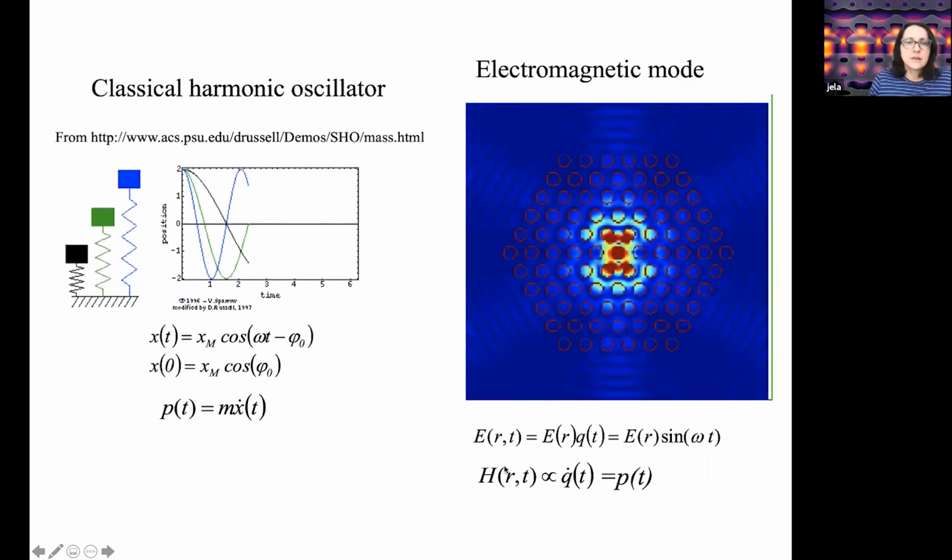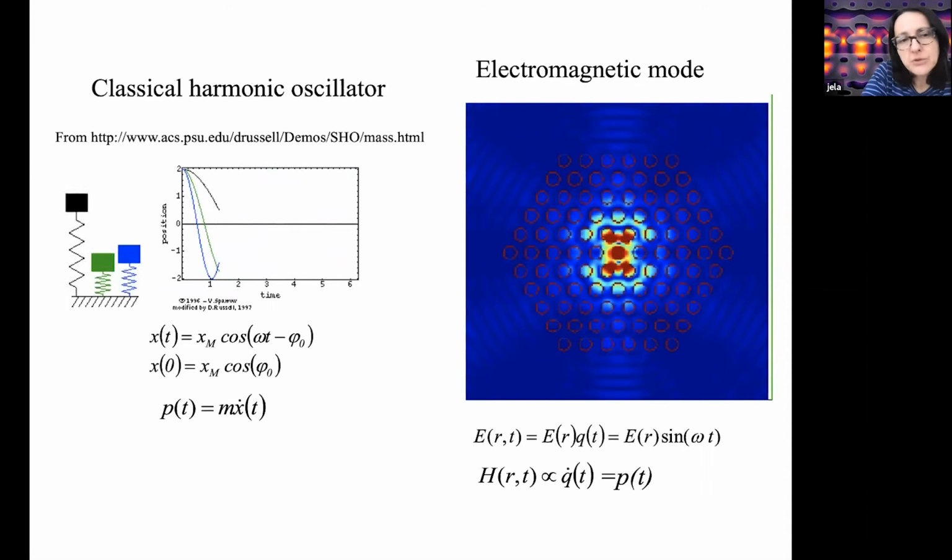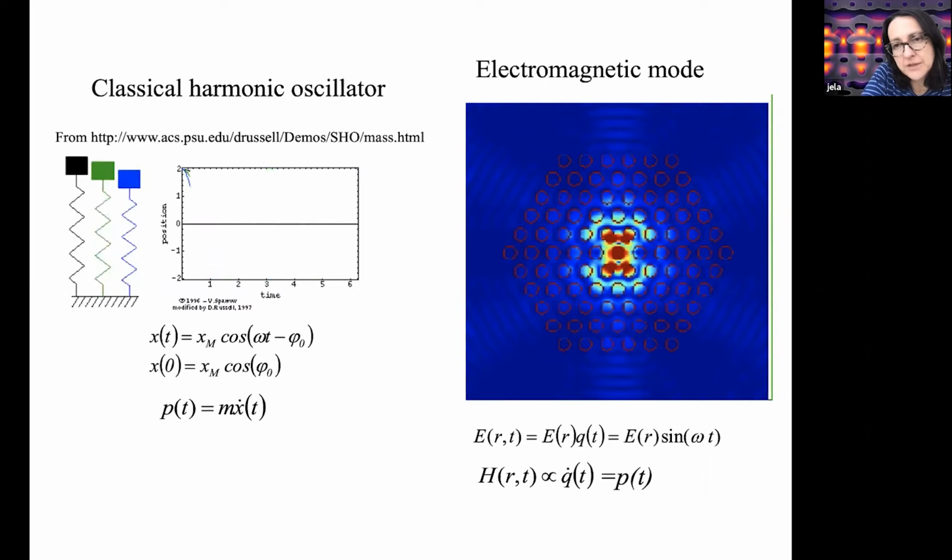Okay, so we will, again, just to remind you, talk today about normal mode expansion and electromagnetic field quantization in resonators.